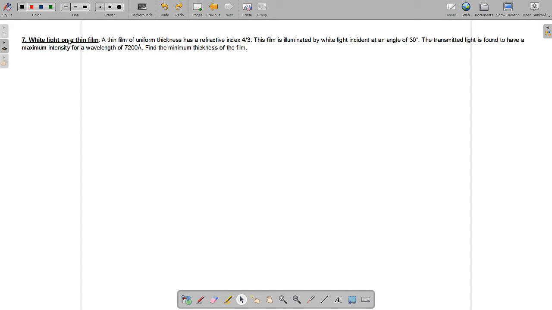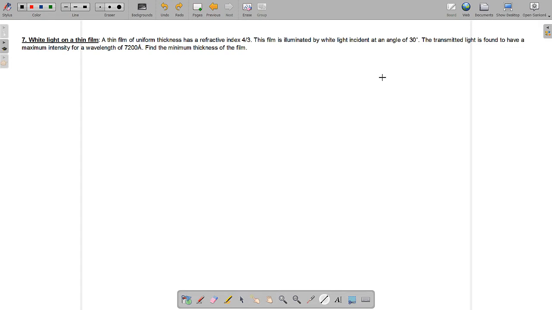Alright, this is again a question on thin film interference. So we are going to analyze the white light on a thin film. It's given to us that a thin film of uniform thickness, which has a refractive index 4 by 3, is illuminated by white light, which is incident at an angle 30 degrees. And the transmitted light is found to have a maximum intensity for a wavelength of 7200 angstroms. So we have to find out the minimum thickness of the film.